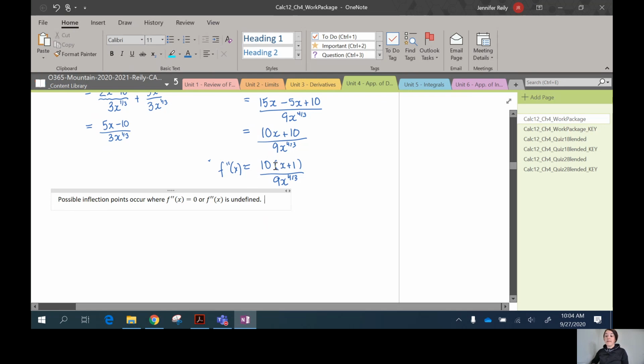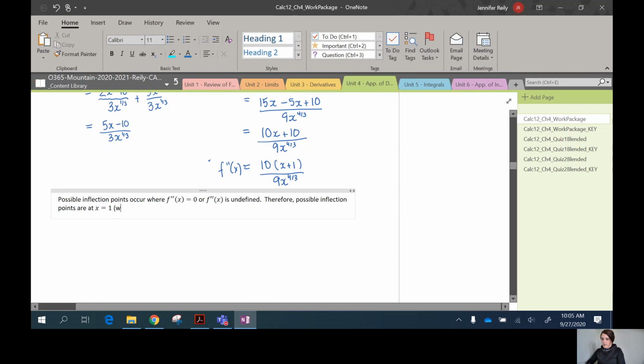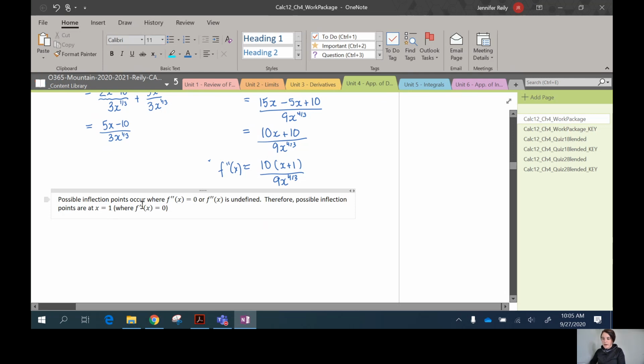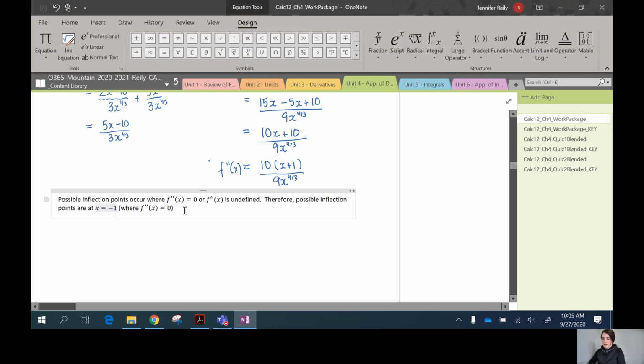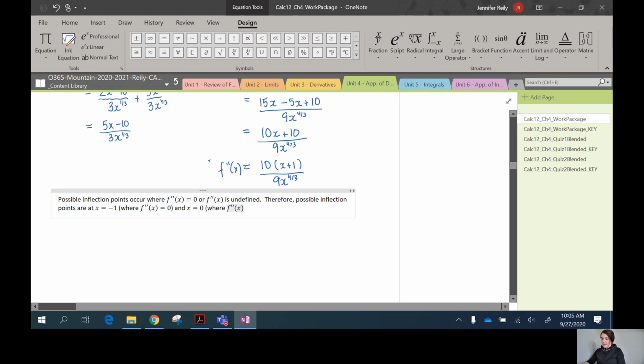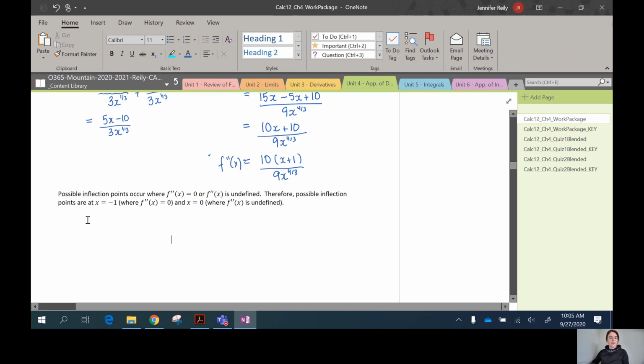One point is at x equals -1, because that's where the numerator would be 0, so it would make the entire second derivative 0. And at x equals 0, the denominator is 0, so it'd be undefined there. So therefore, possible inflection points are at x equals -1, where f''(x) equals 0, remember, where the numerator is 0, because -1 would make that 0. And x equals 0, where f''(x) is undefined. So those are the 2 points we need.